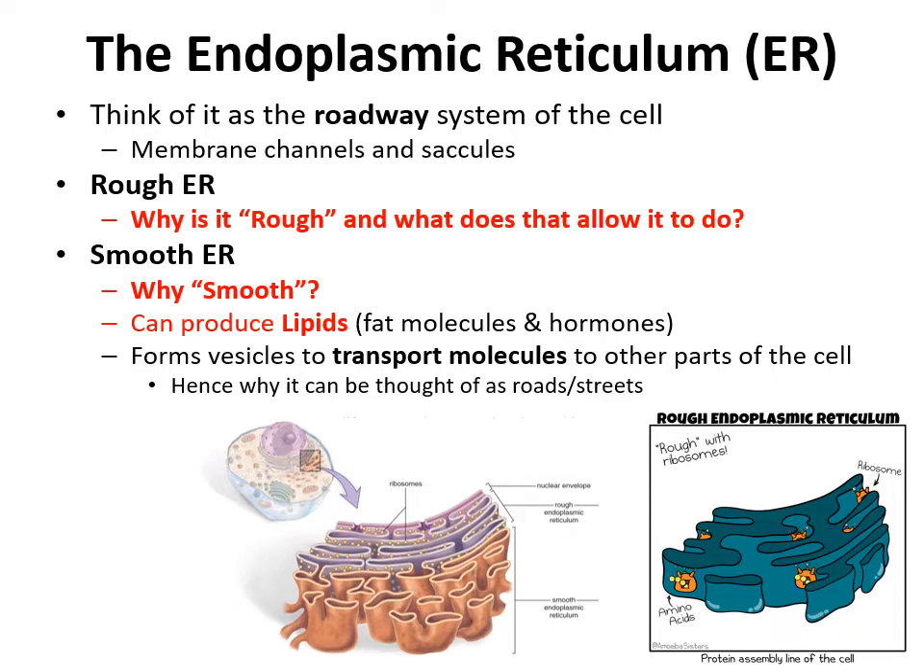Now, we've already mentioned the rough ER, and I said that it was rough because it has all of those ribosomes stuck to the outside of it, right? So it's lined with a whole bunch of ribosomes that make it look rough, and you could think R, rough, ribosome. Now, as soon as you hear that the rough ER has a whole bunch of ribosomes, what does that tell you its function is? The rough ER can produce and modify proteins. So when you think of the rough ER, think of ribosomes and think of protein making and transport.